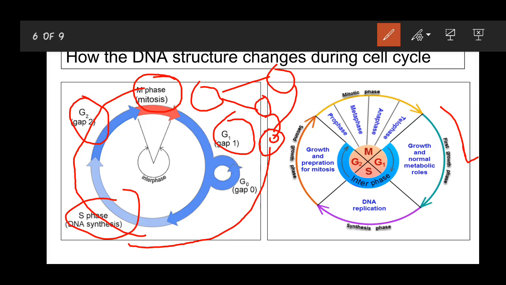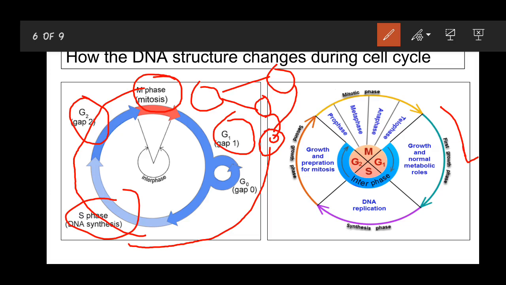The DNA strand or the DNA content doubles during the process of S phase, and it is to be segregated into two different cells during mitosis. So that is what is called the S phase, followed by the G2 phase.